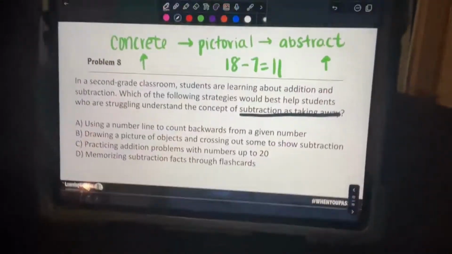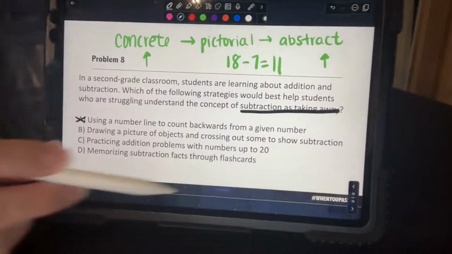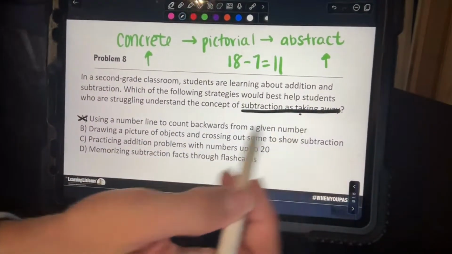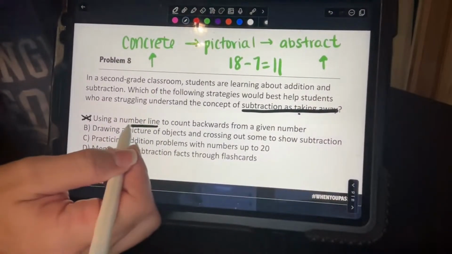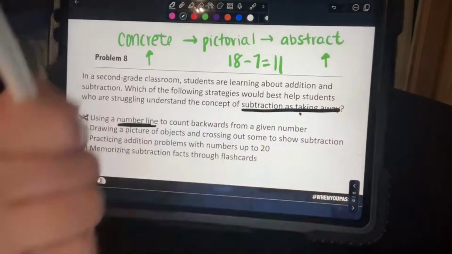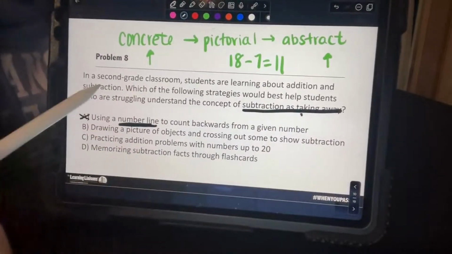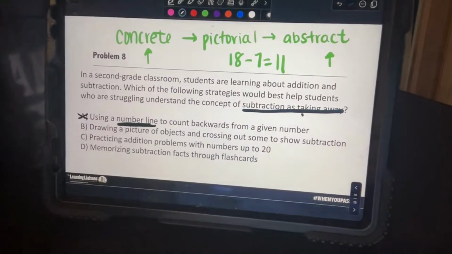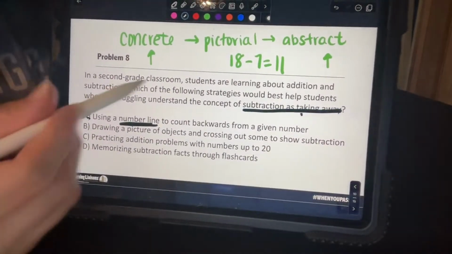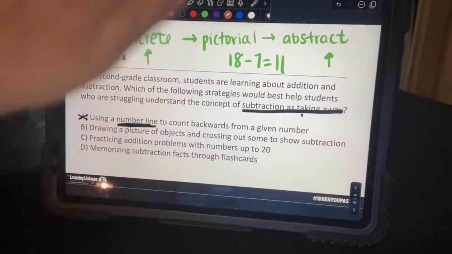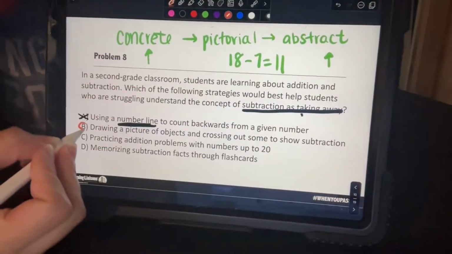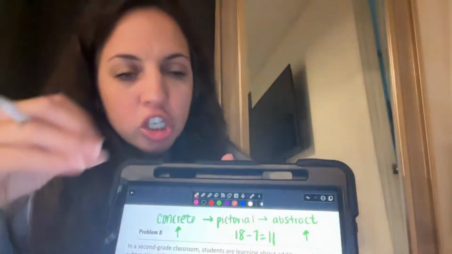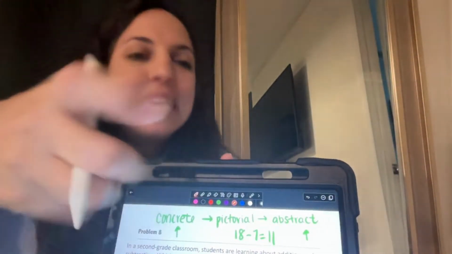Using a number line is not going to be the best strategy because a number line is not going to show subtraction as taking away. A number line is going to represent subtraction as a fluid movement to the left on a number line, but it's not going to represent that taking away. Drawing a picture of objects and then crossing them off truly models that I'm taking stuff away. If I'm drawing a picture and then I'm crossing stuff off, I am taking them away.